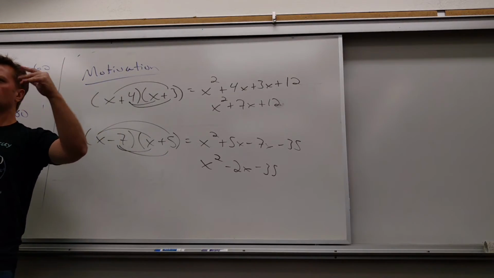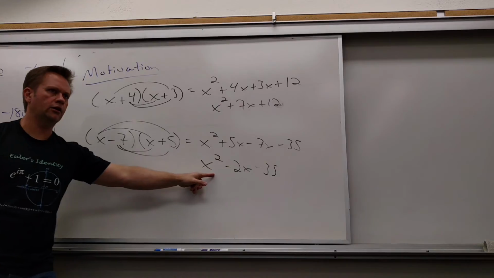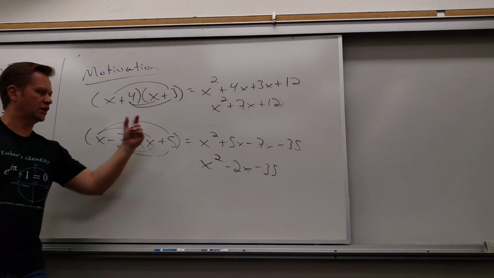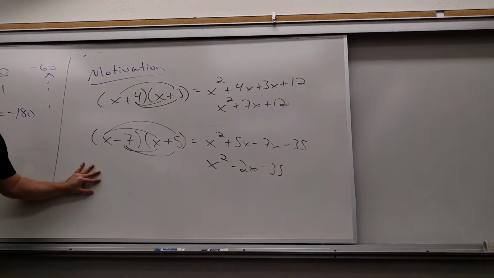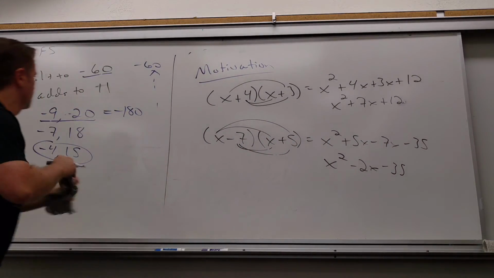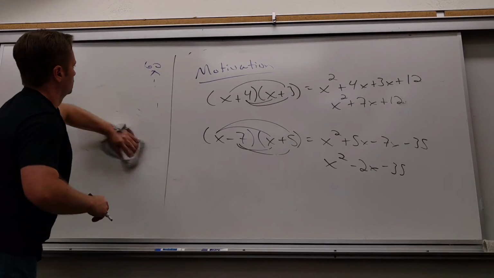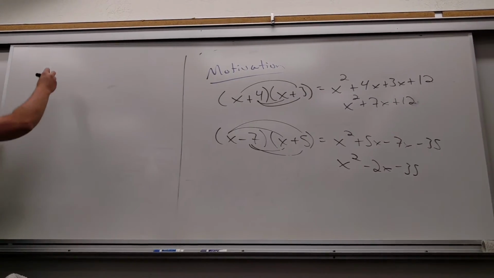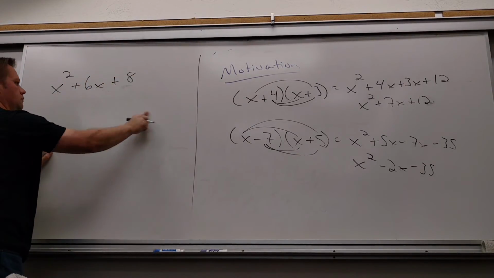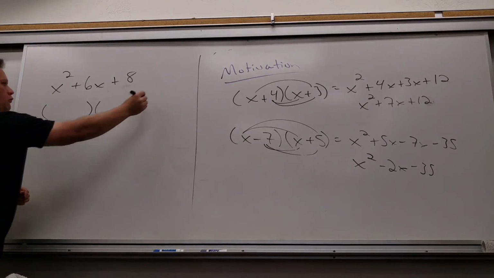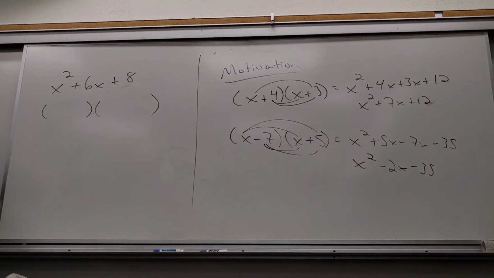So what I'm doing this for is to figure out, is there a pattern, is there a process I can figure out to go backwards? If I give you something like this, can you figure out how to write it like that? So let's do that. What have I got? x squared plus 6x plus 8. I really want you to understand how this works. x squared is the easy part. What makes x squared? x times x. When there's a 1 here, it's easier.